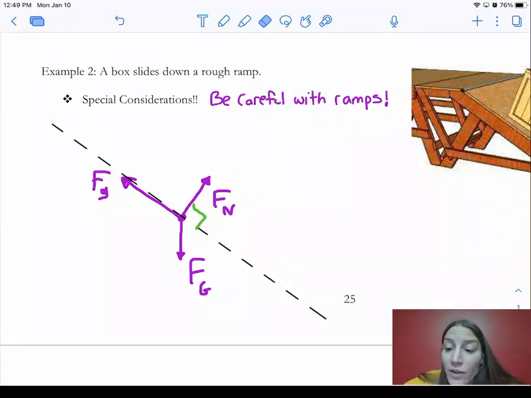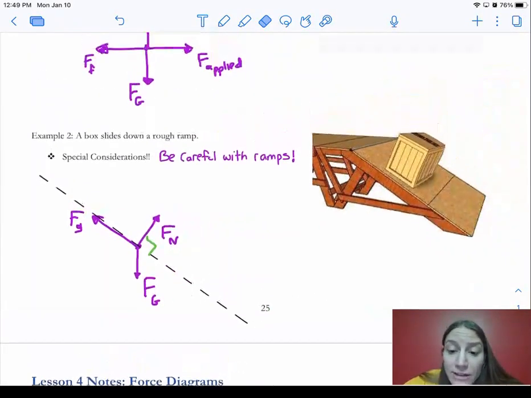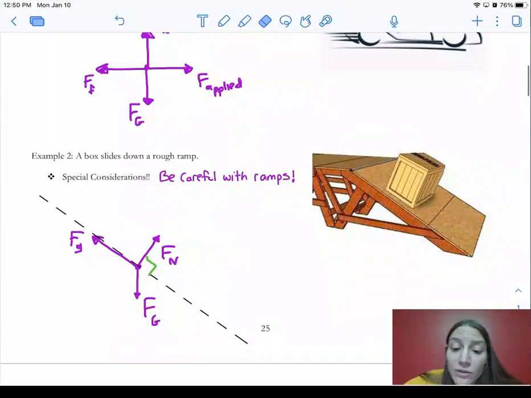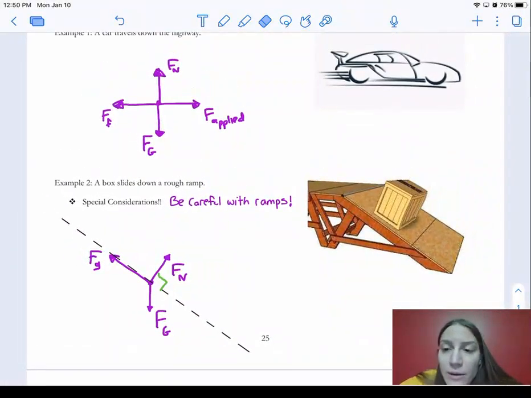Okay, so that is a couple of examples of how we can draw some force diagrams. Sometimes there's only one force. Sometimes there's only two forces. Sometimes there's 5 forces. As long as we're making sure that all of the forces are represented, then we've done a good job drawing our force diagrams.